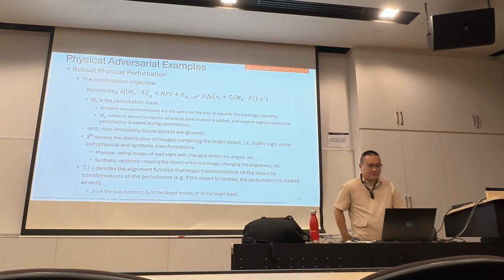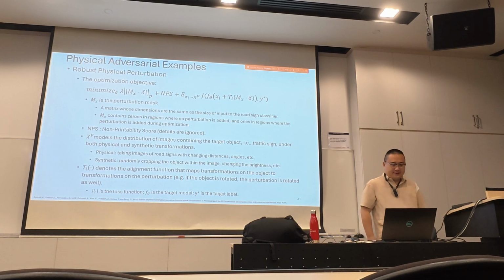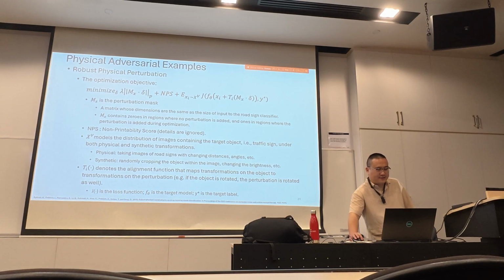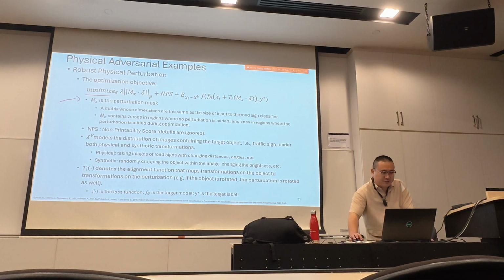Okay, so let's see, how can we modify the optimization objective? So here is a method that we can generate the attacks. So basically, we are still doing a minimization. We are still solving a minimization problem. And here, delta is the perturbation that we want to generate. Okay, so let's see the notation first.